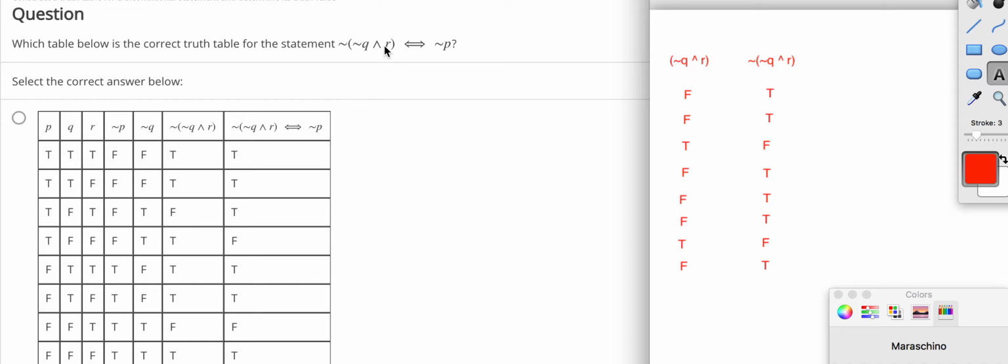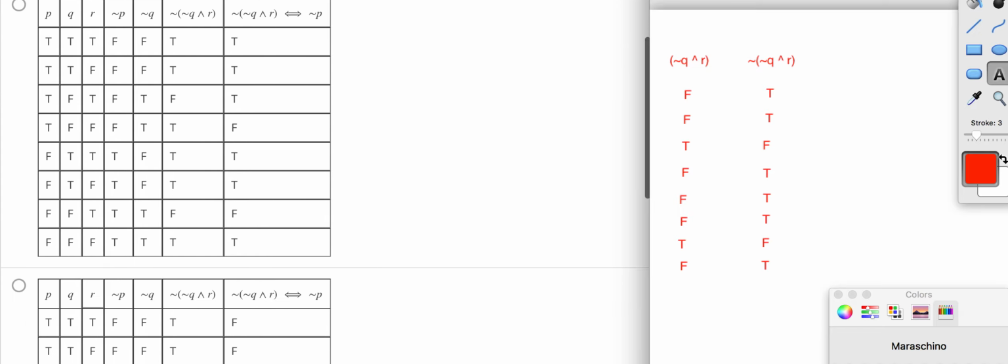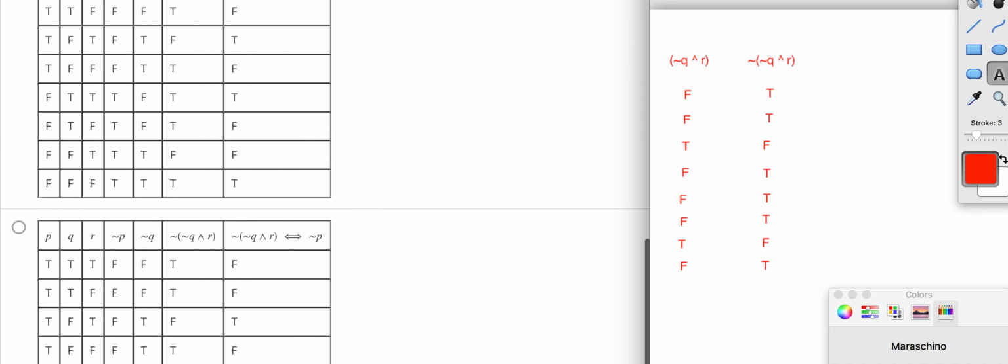So biconditional is when one and the other are both the same. Okay. So for this one, we filled out the left side. The right side is already filled out. The negation of P is already filled out. Okay. So the correct answer is going to be where it's biconditional, so where both statements hold.